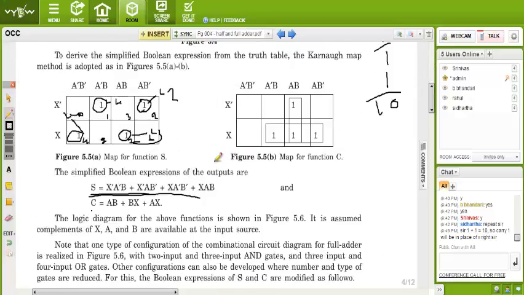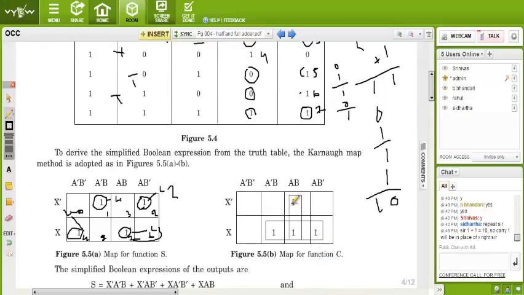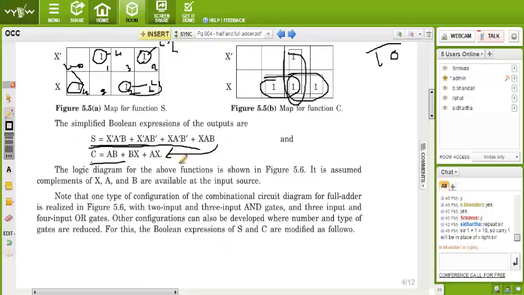Now if you implement the carry, in which places is it 1? 0, 1, 2, 3. Third place it is 1, fifth place it is 1, sixth place it is 1, and seventh place it is 1. So we can make loops that way. There are 3 loops. Now we get the carry equation. For this equation, you can go for further simplification, or if you cannot, you can implement it by seeing the equation as it is.